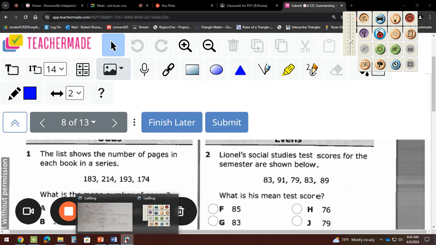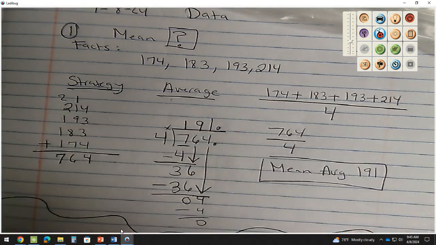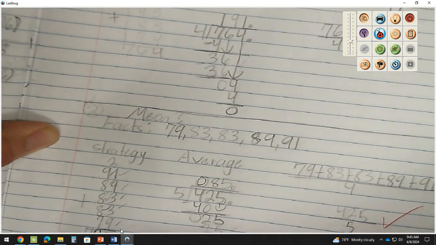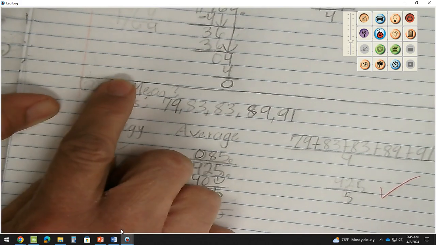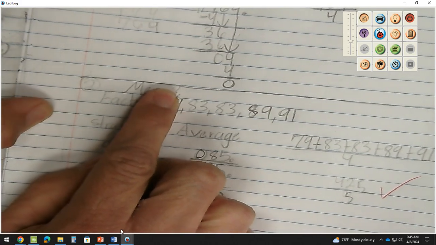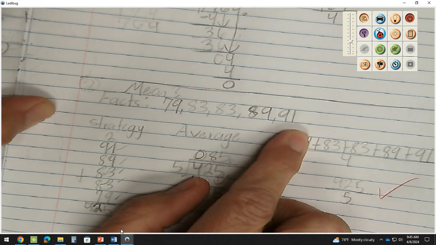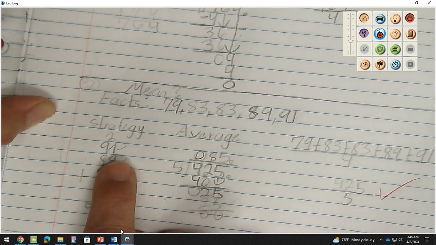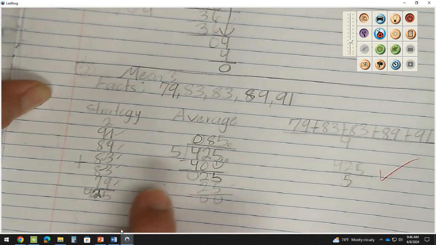Okay, for question number 2, your work should look like this. So I'm going to be pulling out journals. I'm going to go over it. Okay? I'm just going to go over some stuff that I see. So first of all, they mentioned the word mean again. That was a question. Very good for her. The facts, there they are. Okay? The strategy is to add them all up, which she did carefully. You got 425. Then this time she divided by 5.